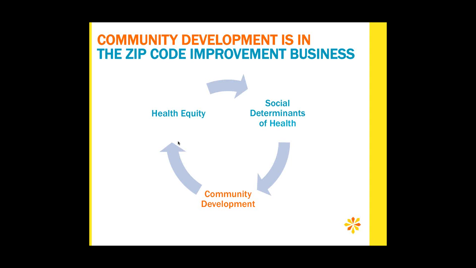The point I want to make today is that community development is really an implementation arm to address the social determinants of health and achieve health equity. By definition, community development is to increase economic opportunity and promote investments for underserved populations and distressed communities in the U.S. In other words, community development is really in the zip code improvement business, bringing together community organizations, developers, and social service providers in coordinated strategies to improve low-income communities.